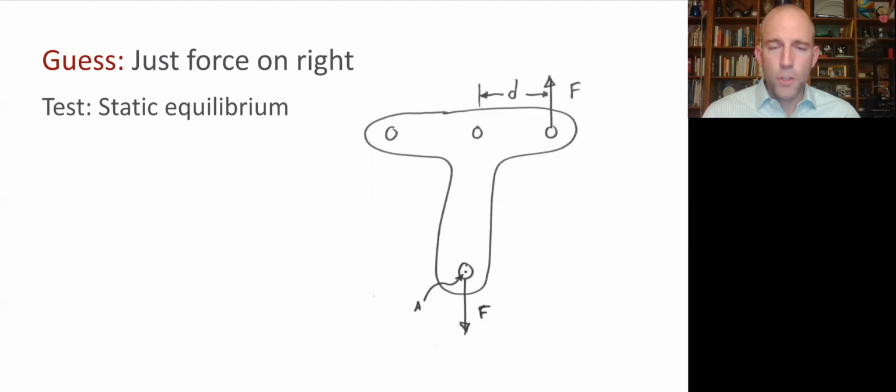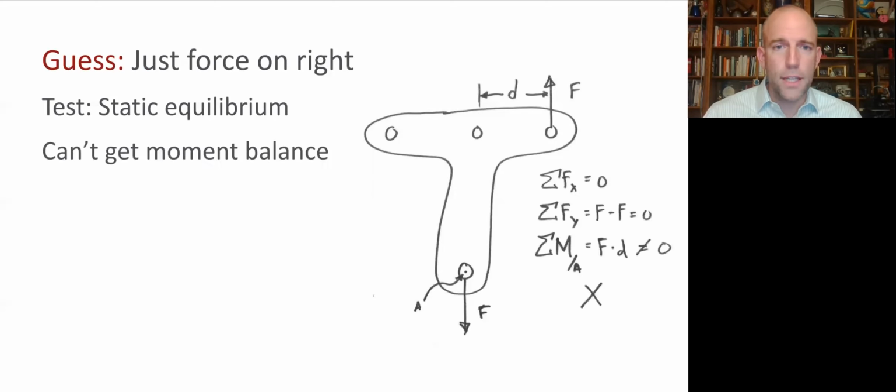Well, the first check that we use is a check of static equilibrium. So let's test this for static equilibrium. Is it possible? The sum of the forces in the x direction, will that be 0? There's nothing. Sum of forces in the y direction, F minus F, that's 0. So far, so good. But when we perform our sum of the moments calculation about any point, let's say we pick this point because then this force will be canceled and it makes it easier. We'll see that the sum of the moments is 0 times this force, nothing, plus d times that force, that's something. And that's not equal to 0 in general, unless both forces are 0. So we can't get moment balance, and therefore this is not a possible solution for our free body diagram.